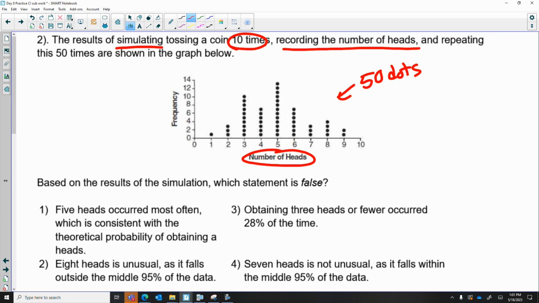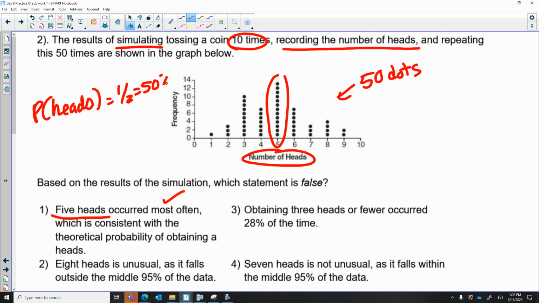So I would really go through all these and read them all and write true or false next to each one and try to find the one that's false. So it says 5 heads occurred the most often. So do you guys agree 5 heads did occur the most often? And that is consistent with the theoretical probability of obtaining heads. So you guys should know that theoretically the probability of getting heads is 1/2 or 50%, and 50% of 10 coin flips should be 5 heads. So that is what we thought we were going to get, and that's what was most often. So this is true. So remember, if it's true, it's out because it says which is false.